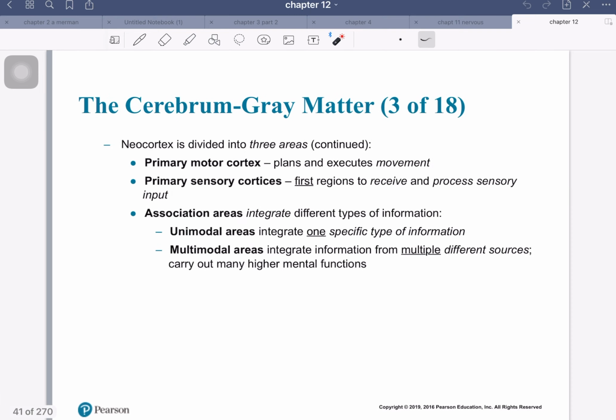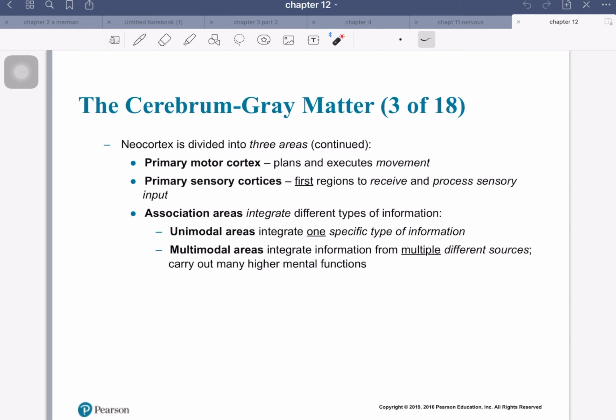And let's dive into that a bit deeper. So the primary motor cortex plans and executes movement. The primary sensory cortices, these are the first regions to receive and process sensory input. Then we have all these areas that are called association areas, and they integrate different types of information. And often they help to support the primary areas.